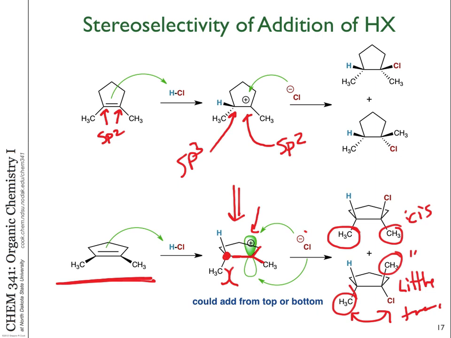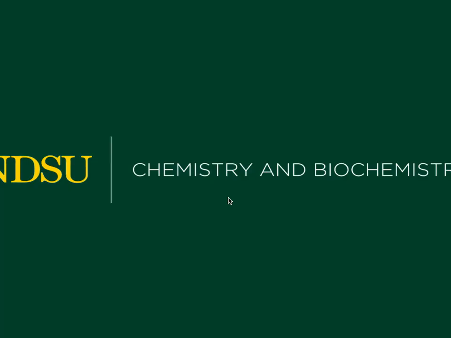You get about equal amounts. What I'm saying is it's not selective because the carbocation is planar. There's really not much difference in which side that adds to because of the planar nature of that carbocation. So when we talk about stereoselectivity, your book doesn't really cover this too much at this point. I introduce it now so that you're familiar with the concept when we talk about it in more detail later on in the semester.